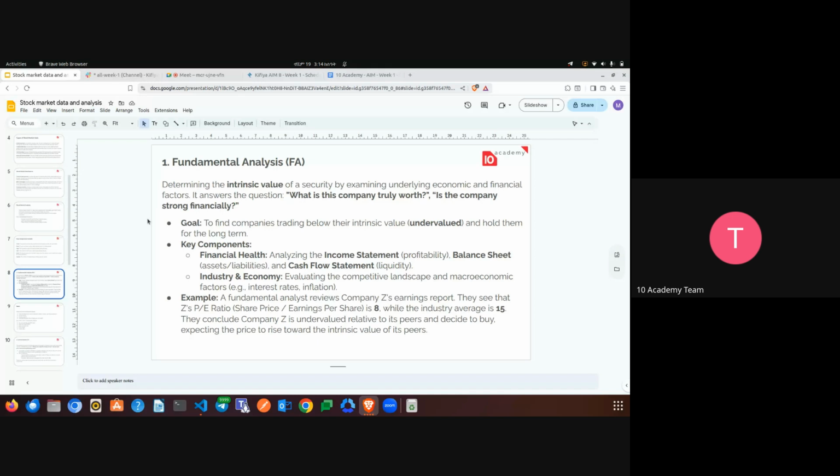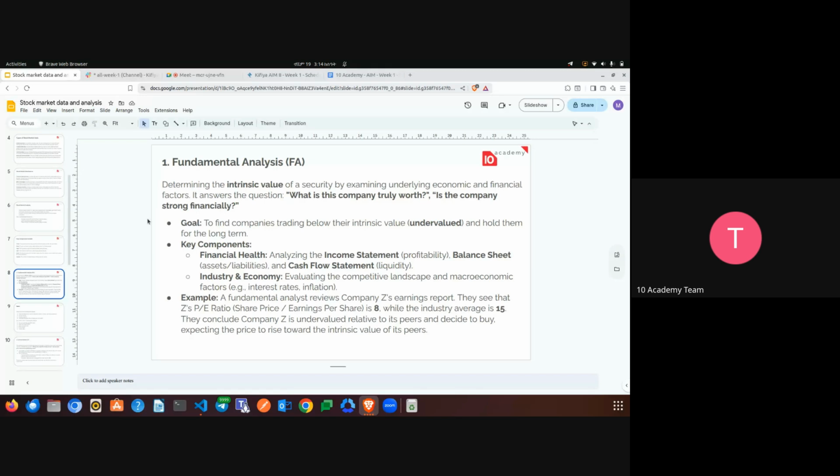So the fundamental analysis will help us to check the financial health of a company. The data sources we use for financial analysis are financial statements. These are the income statements, balance sheets, and cash flow statements. We will use the annual reports, the industry reports, and the news articles about the company and its industry. The key metrics we use for fundamental analysis are the price earnings ratio, the return on equity, debt to equity ratio, profit margin, and growth rate. These are the metrics that we use for financial analysis.